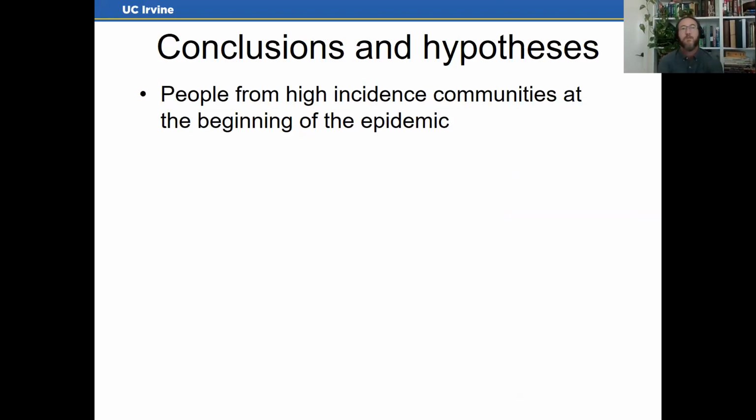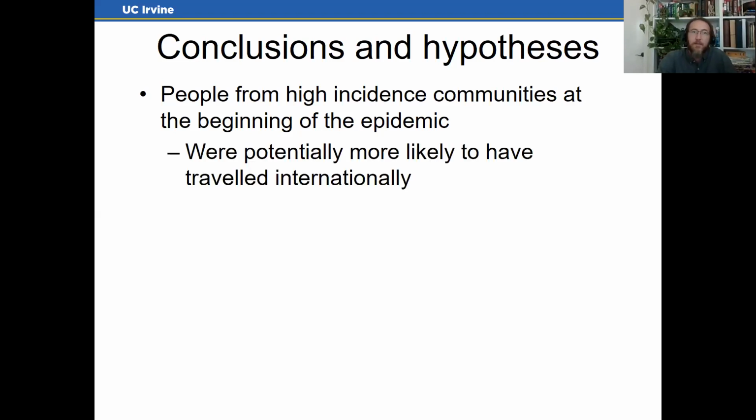So what can we take from this? I've got a couple of hypotheses, and they're not mutually exclusive. People from high incidence communities at the beginning of the epidemic, I think it's possible that they had stronger ties to other communities in other parts of the world. Right? So perhaps people living in those communities where the epidemic really started off were more likely to have traveled internationally and could have been at risk of acquiring infections earlier because of that. Right? There were many epidemics occurring in many other places at that time.